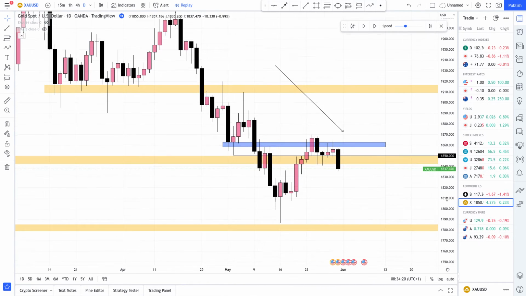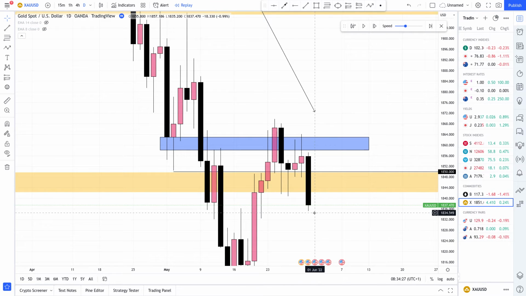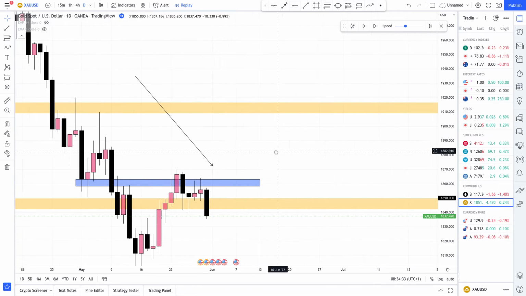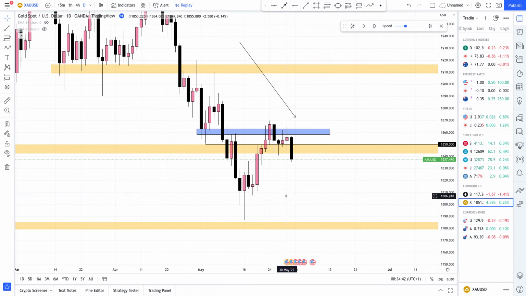So here, as we can see, when I was last speaking with you guys, it was about to close, and it did close below the 1850 as it broke below. Now, as we can see, we've got quite a bearish downtrend as it's pushing down: lower highs, lower lows, lower highs, lower lows, lower highs, lower lows.